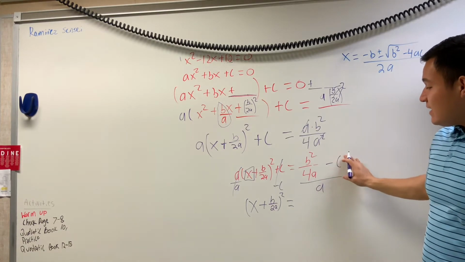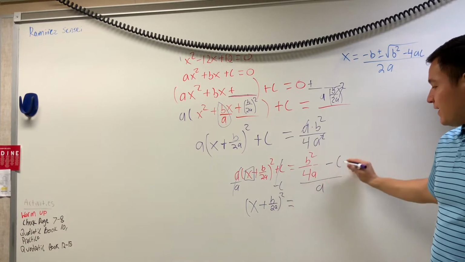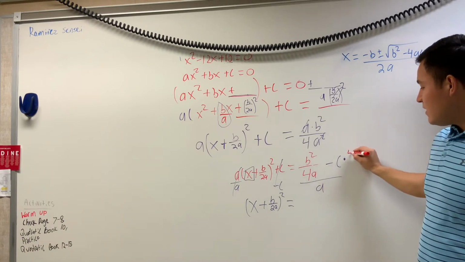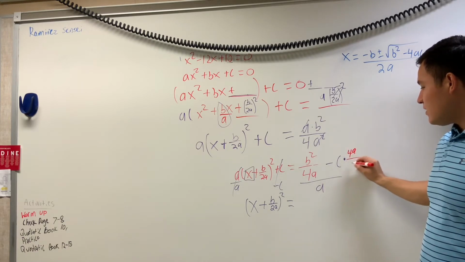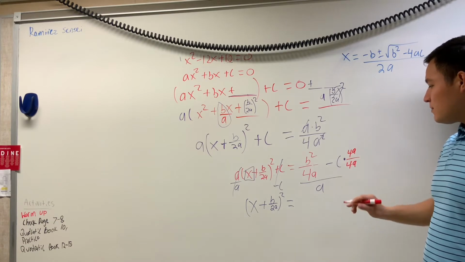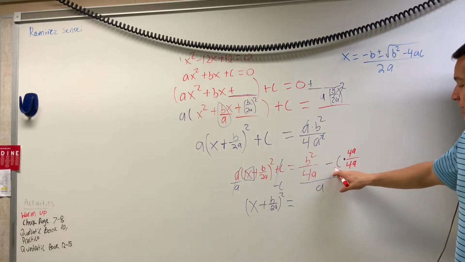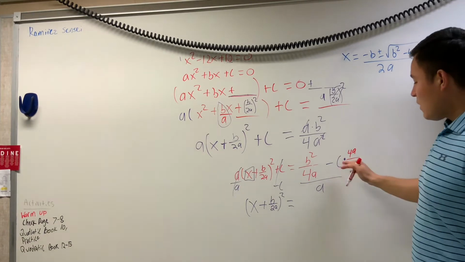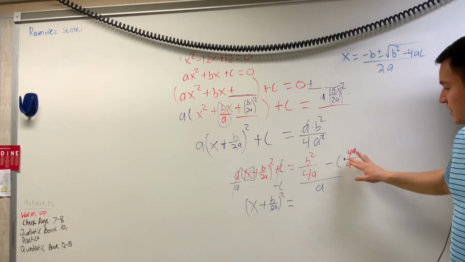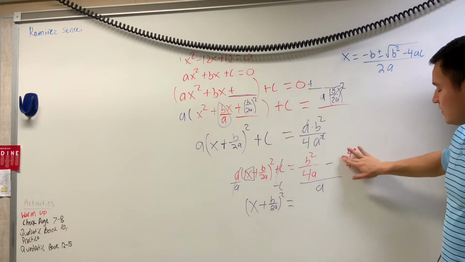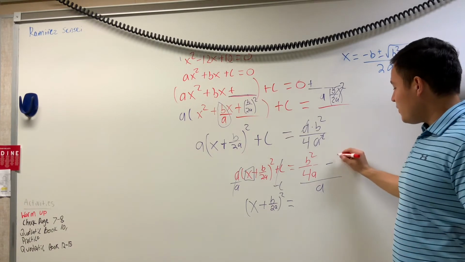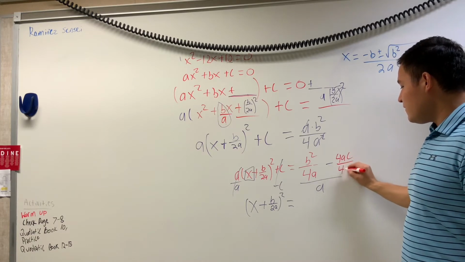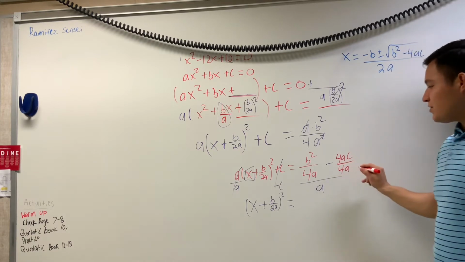To make this c have the same denominator as the 4a, I'm going to have to multiply by what it's missing. It's missing a 4 and an a on top, and a 4 and an a on the bottom. When I do c times 4a divided by 4a, all that's going to happen is I'm going to have 4ac on the top of that fraction and 4a on the bottom of that fraction.